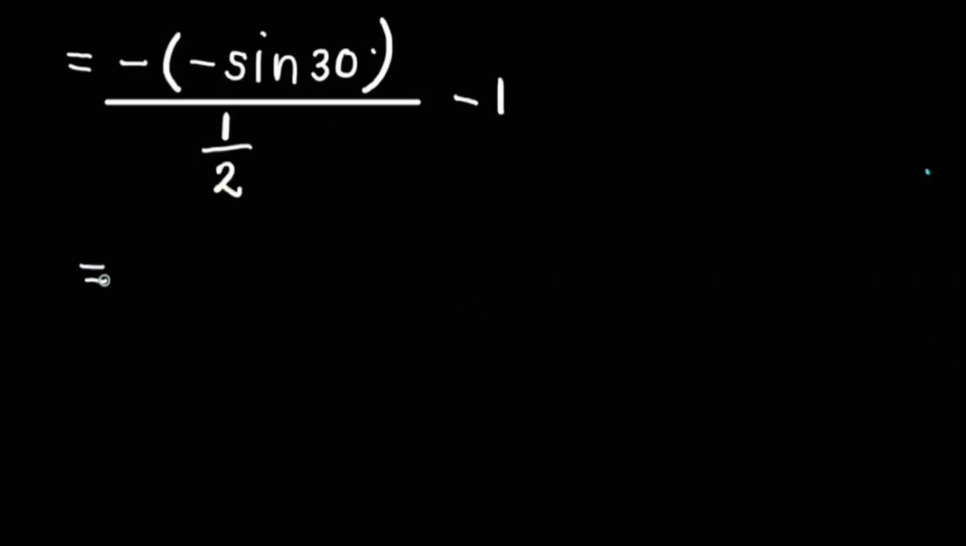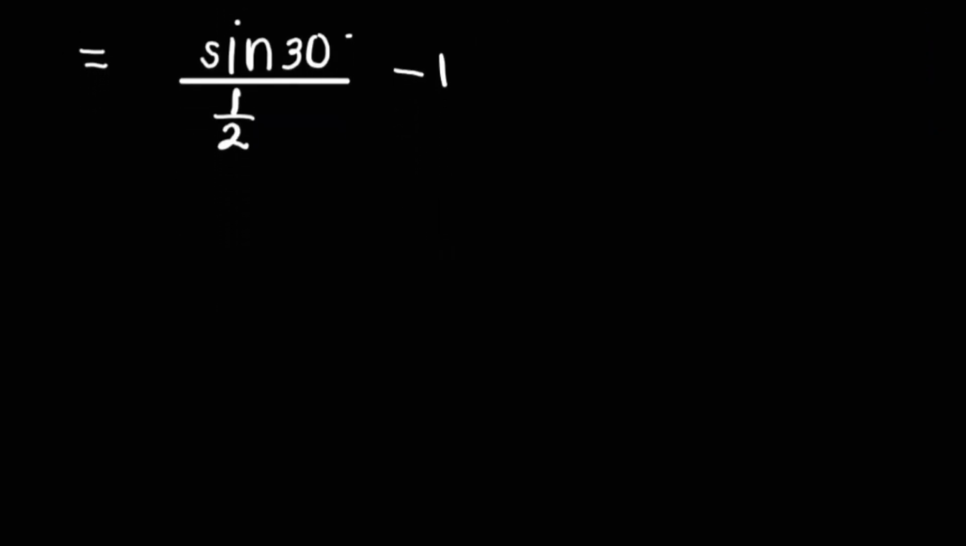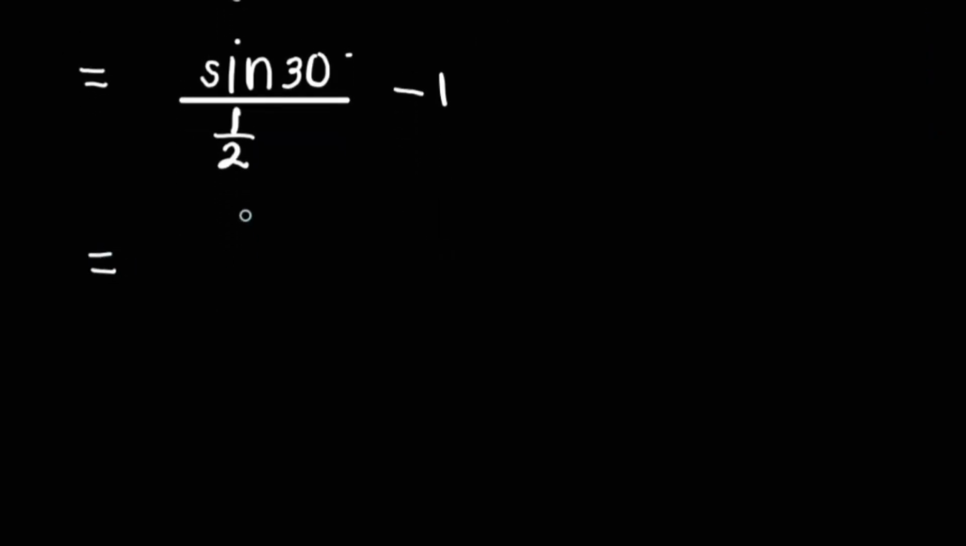Now going to simplify the numerator. So we have negative times a negative. That's going to be a positive sine 30 degrees. But obviously it is not necessary for you to show that positive in front. That is all over 1 over 2. And we have minus half. Now, since 30 degrees is a special angle, we know that sine 30 is equal to a half. So what we end up with is 1 over 2 over 1 over 2 minus 1.